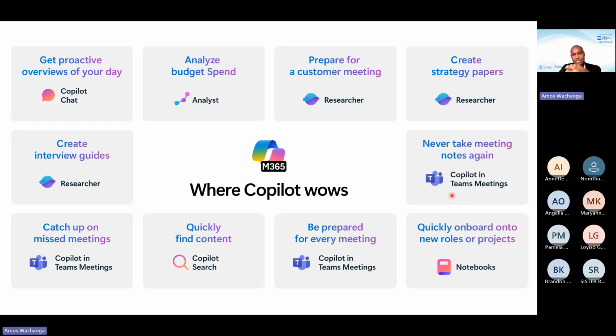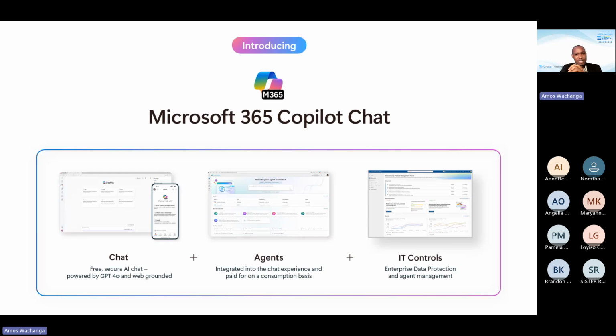There is Copilot that comes in Microsoft Teams. There are notebooks when you are working with various teams and you need to think through various processes. The other one is around search. And considering that all of these are capabilities within Copilot, today we want to focus on chat, agents and IT control.